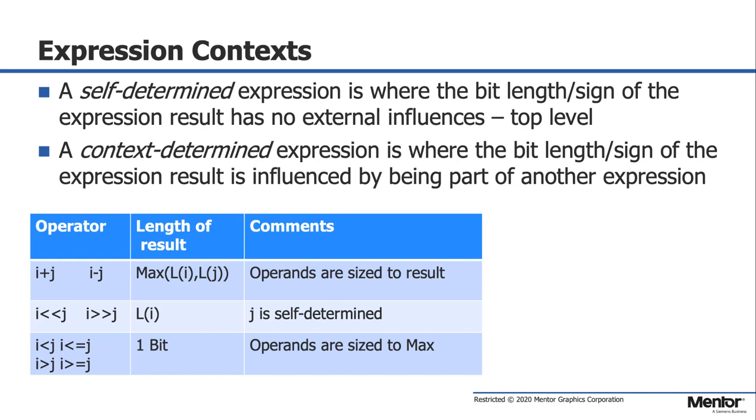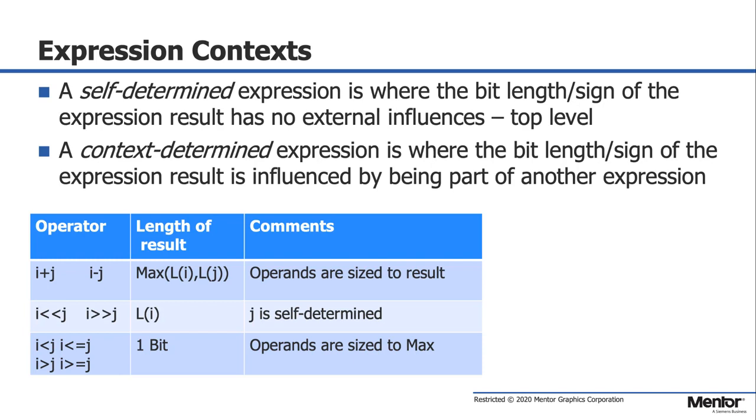In this table from the LRM, we see a bunch of operators. For example, the arithmetic operators a plus j or a minus j. And these form a context, and the result of these expressions will have the size of the largest operand. And i and j will get sized to the size of the largest operand.